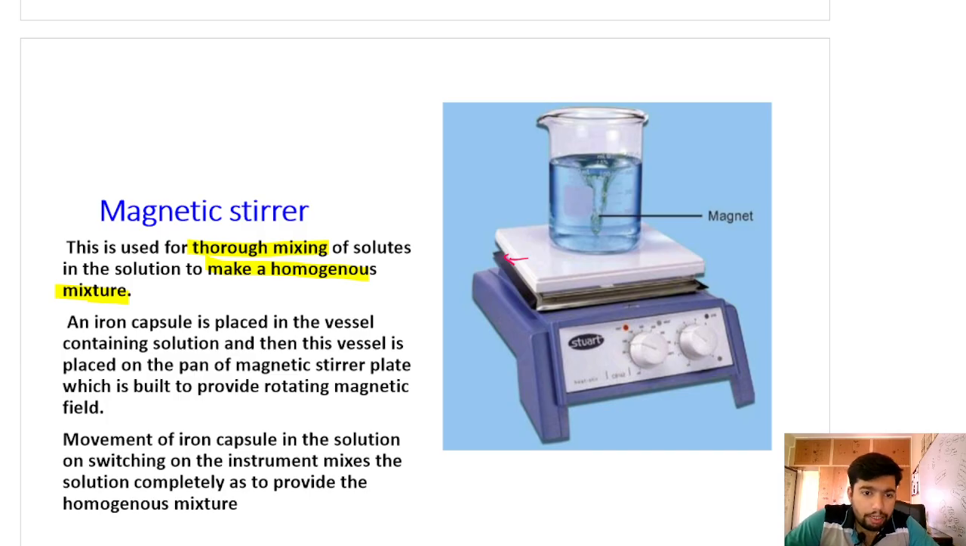Okay, so the movement of the iron capsule in a solution, on switching on the instrument, mixes the solution completely so as to provide a homogeneous mixture. So you have to note that this is used for thorough mixing of solutes and to make a homogeneous solution. Okay, only this much you should know.